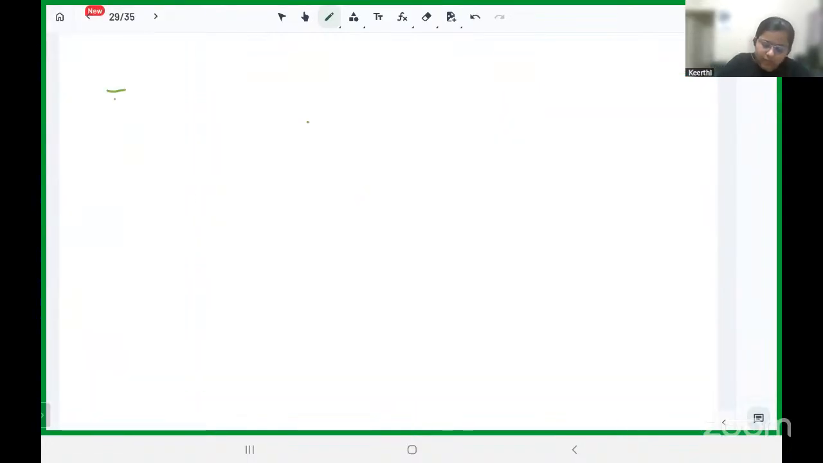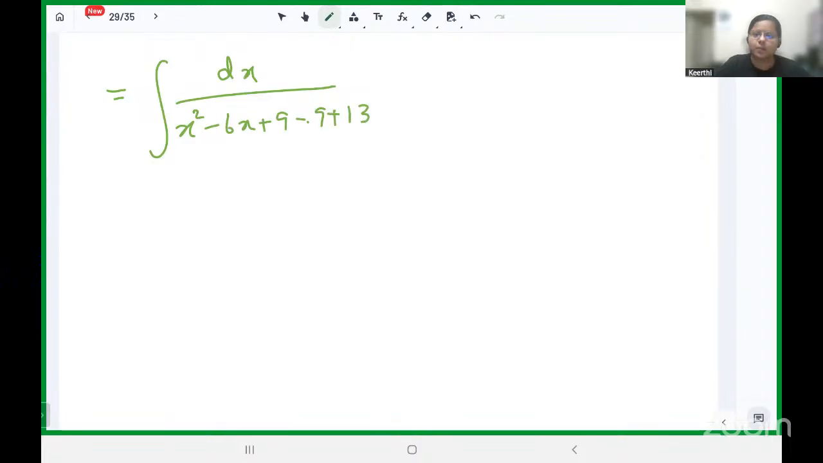So this will become integral dx by x minus 3. I'll write the previous step here. Okay, that will be easy. So this one, it was x square minus 6x plus 9 minus 9 plus 30. Okay, this was our previous step.